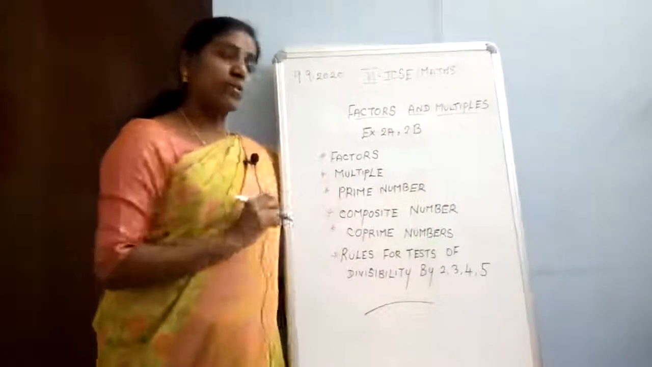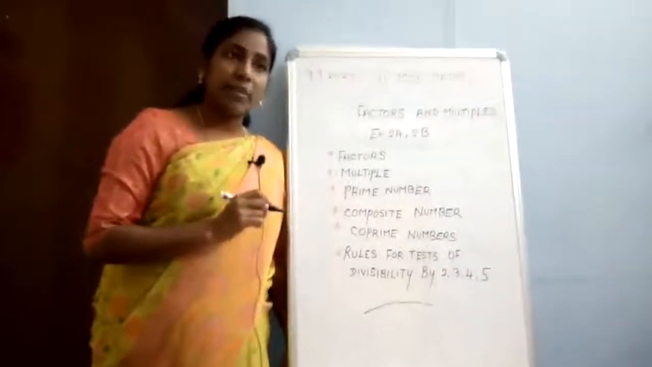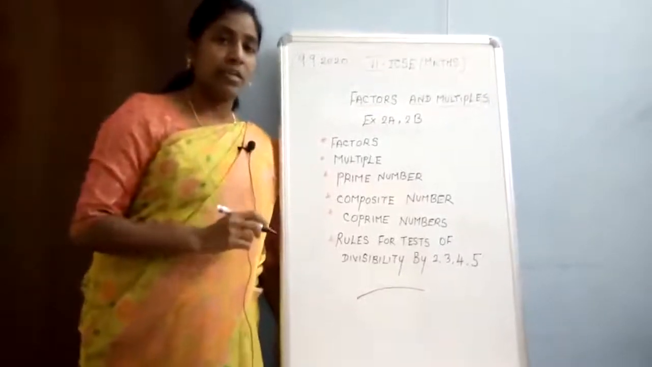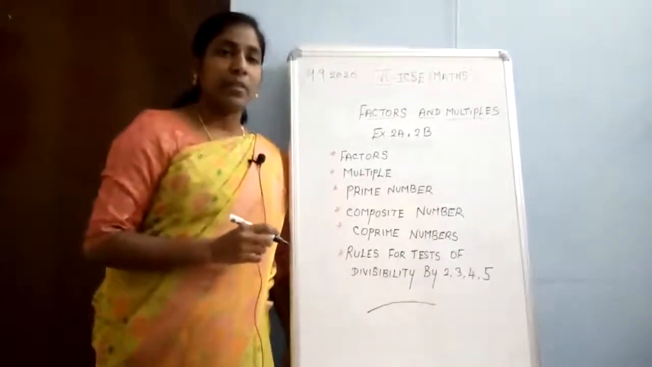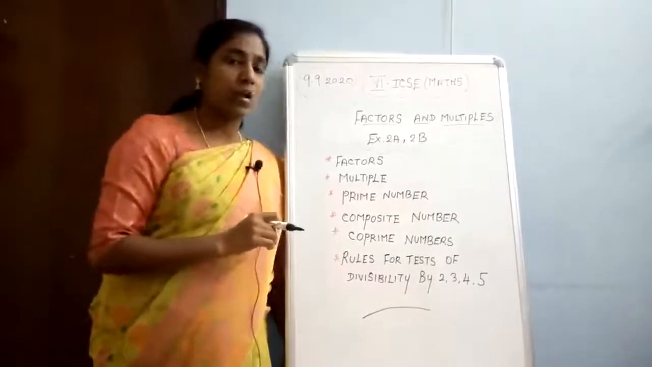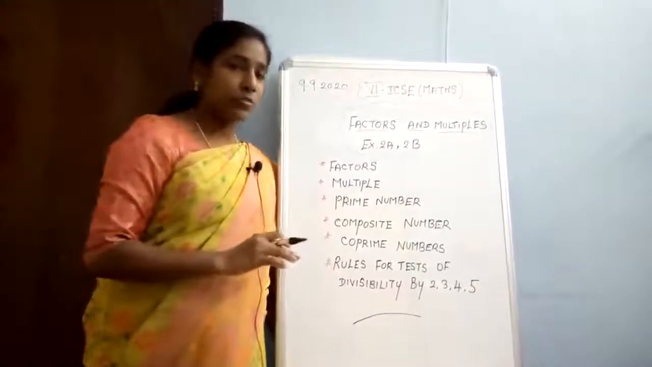Factors and multiples. Suppose you take an example, number 35: 7 fives are 35. So the number 35 can be written as 7 into 5 or 5 into 7. This 5 into 7 is known as factors, and that number 35 is called a multiple. We are going to see those things in detail in your video, students.